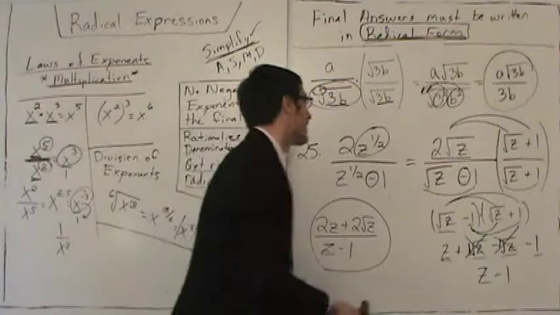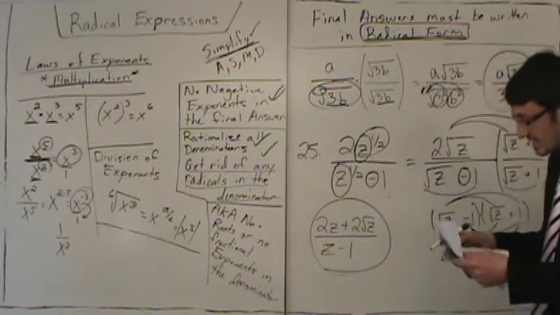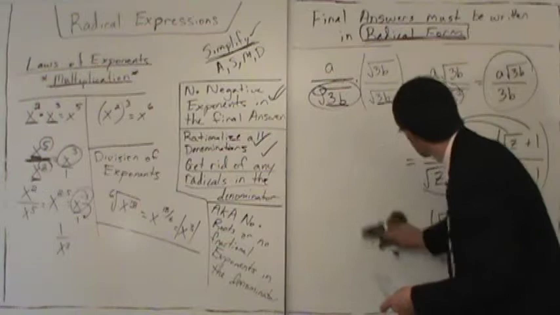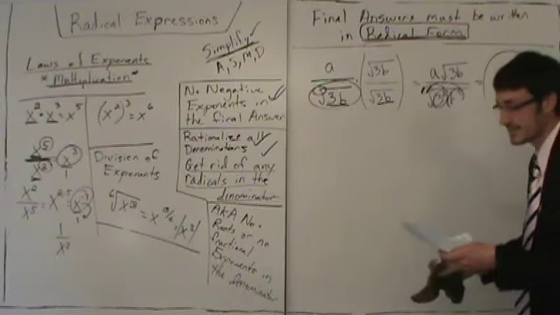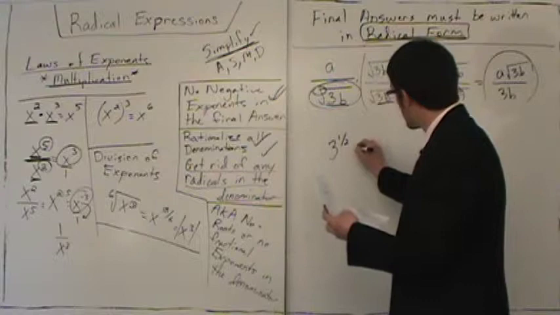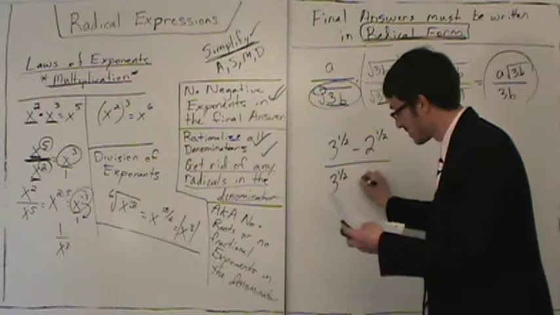Now, this is kind of hard to look at because we have a variable. I'm going to give you another example like was given in the previous video, but I'm going to give it in exponential form. This will look more familiar to your eyes because it doesn't have z, it has numbers. So we're looking at 3 to the 1 half minus 2 to the 1 half power over 3 to the 1 half plus 2 to the 1 half.